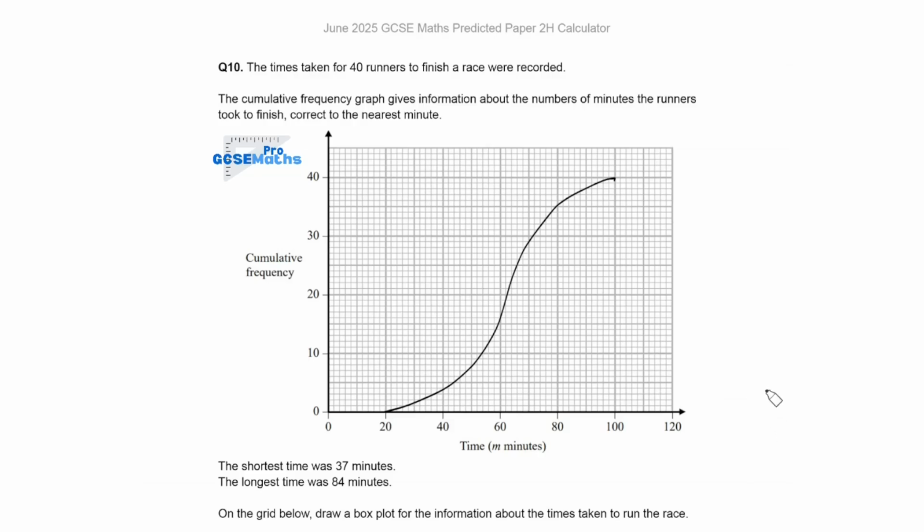So question 10. The times taken for 40 runners to finish a race were recorded. The cumulative frequency graph gives information about the numbers of minutes the runners took to finish, correct to the nearest minute. We've been told the shortest time was 37 minutes and the longest time was 84 minutes. And on the grid below, we need to draw a box plot for the information about the times taken to run the race. So we're just converting from a cumulative frequency graph to a box plot.